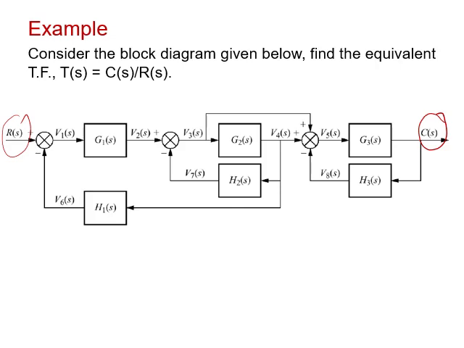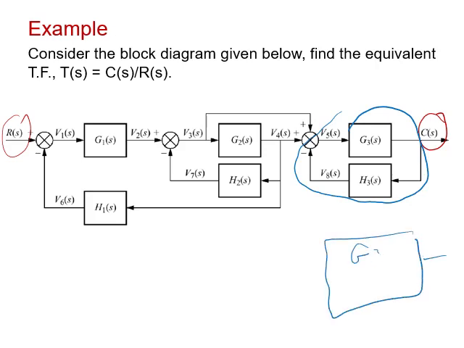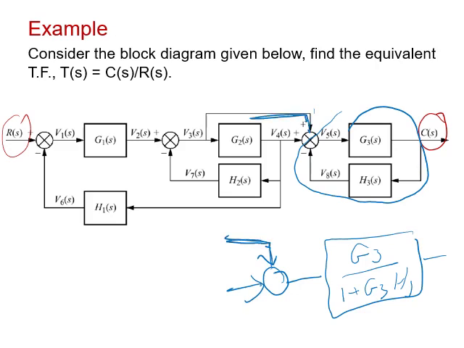Let us check. When I look at the system carefully, I will find that this arrangement here is feedback, which can be written as G3 over 1 plus G3 H3, and the result will go to the summing junction, which is going to be, as you see, this part. Now I'm getting this signal. Let me make it the same color. This signal is this signal, and this signal is this signal.